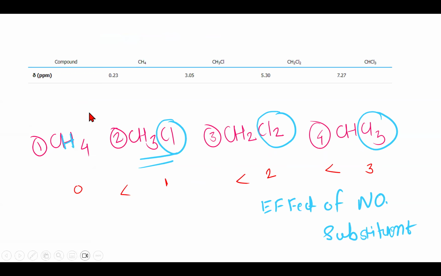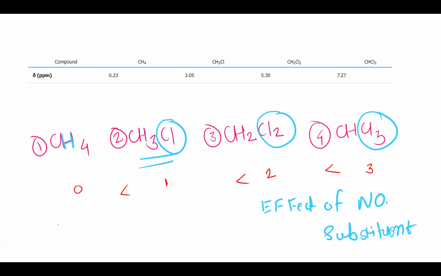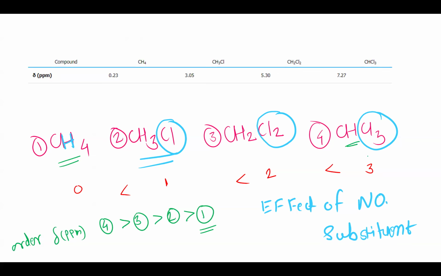So if we just plot the delta values here, let's give this one A1, 2, 3. The order will be 4, 3, 2, and 1. The methane molecule doesn't have any electronegative group attached, so it has the lower delta value. So that's why the order will be in this manner, and the one which has a large number of groups attached, for this hydrogen the delta value is the highest.